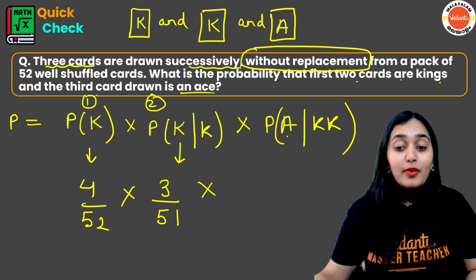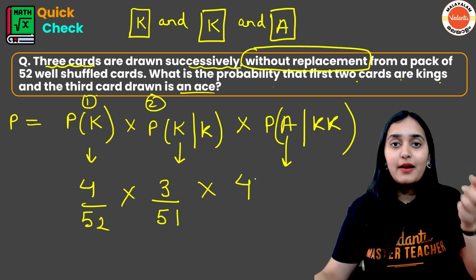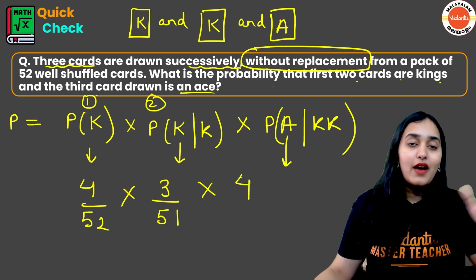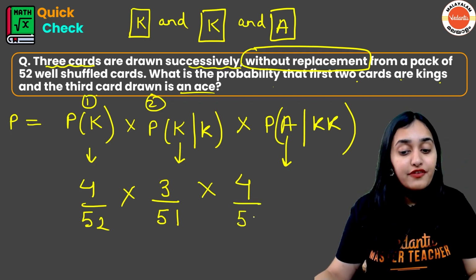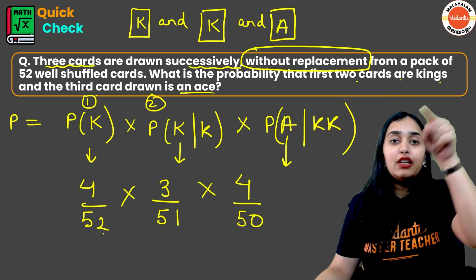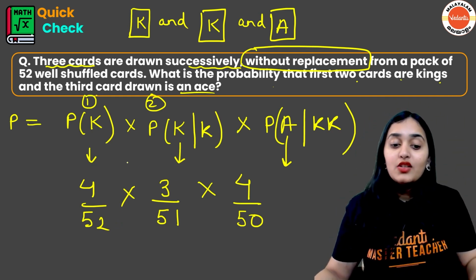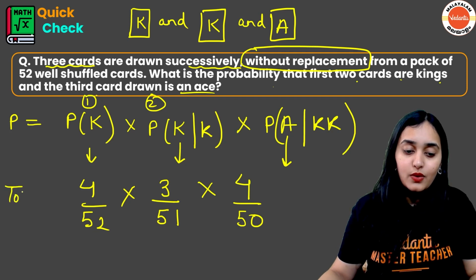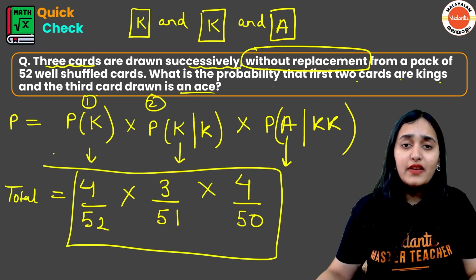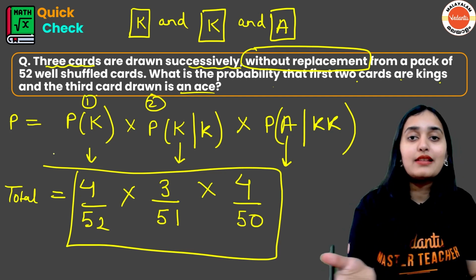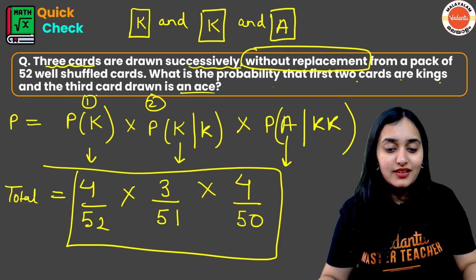Multiplied by, how many aces do you have? You have 4 aces: club, spade, diamond, heart. You have 4 ace cards out of 50, because from 52 it becomes 51, and from 51 it becomes 50. One card is taken out. So like this we calculate the total probability. This will be your answer. I am not solving it. You can solve it on your own. It's just simple multiplication, I'm sure you can do that. So just multiply, you'll get the final answer.